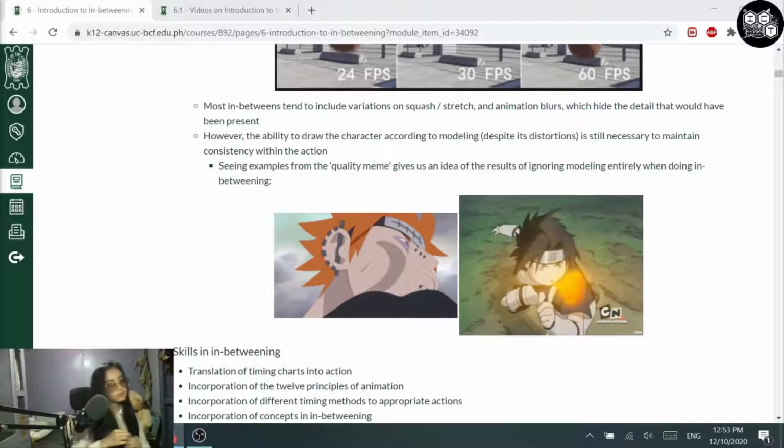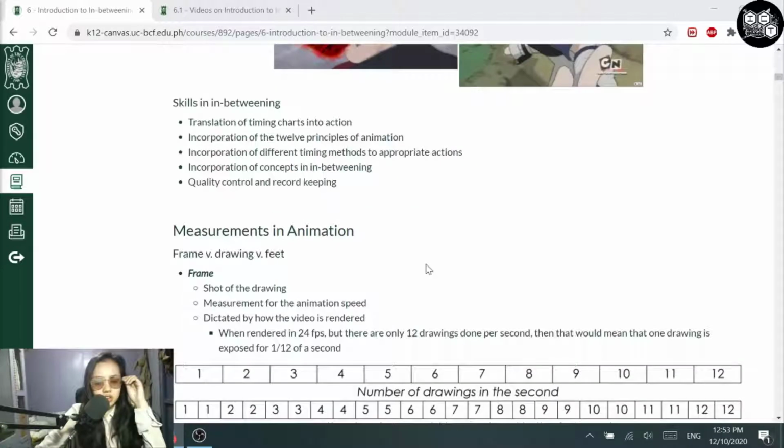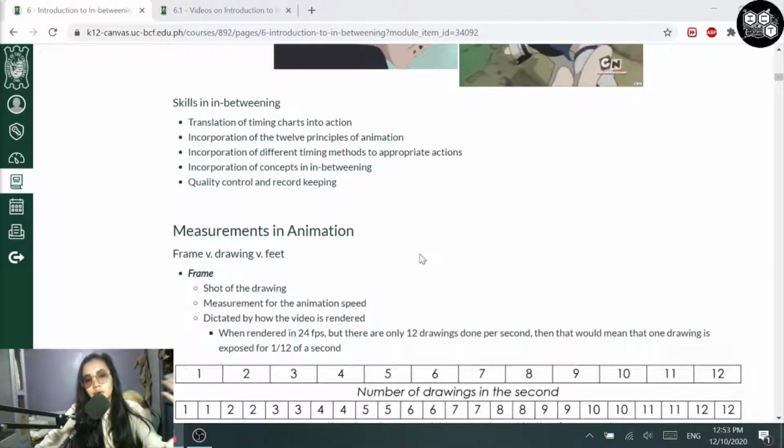Alright, sorry about that. So, here we have also some skills in in-betweening going back. It's just a short reminder of what you're supposed to look after. Next one we have here is measurements in animation.